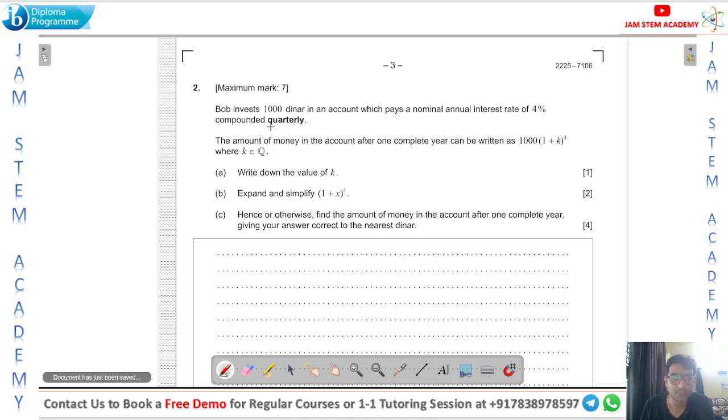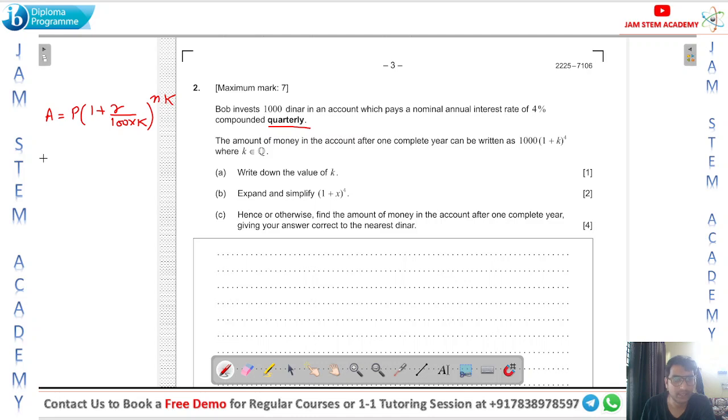4% compounded quarterly. So this is very important because in order to find the total amount, it is given by principal times (1 plus r over 100k) raised to the power nk. You are already familiar with this formula, and it is also given in the formula booklet. Where r is the rate of interest, k is the number of times you get interest compounded in a year, and P is the principal amount.